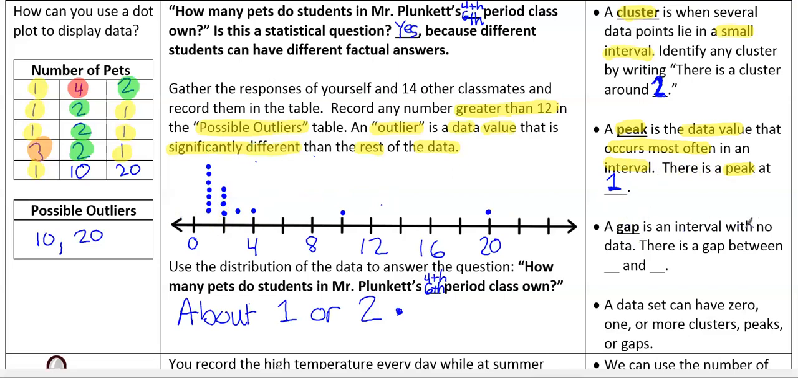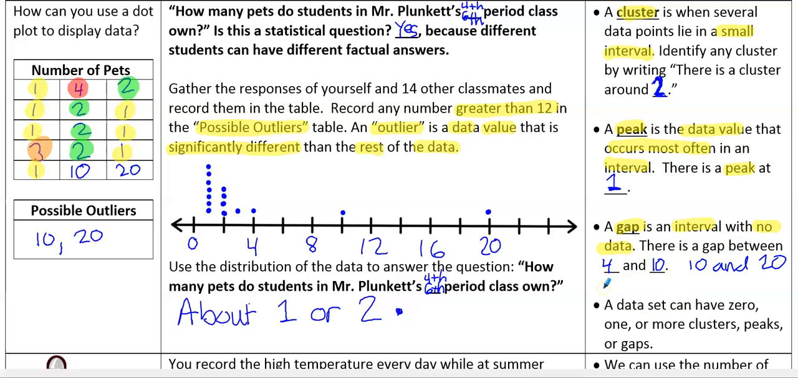Okay, a gap. A gap is an interval with no data. There's a gap between blank and blank. Well, isn't there a gap between 4 and 10? There's also one between 10 and 20. We'll write 4 and 10, and then there's another one between 10 and 20. And a gap is where there's no data, and I realized I didn't highlight, so let me try that again. A gap is an interval with no data. There's a gap between 4 and 10 and 10 and 20.